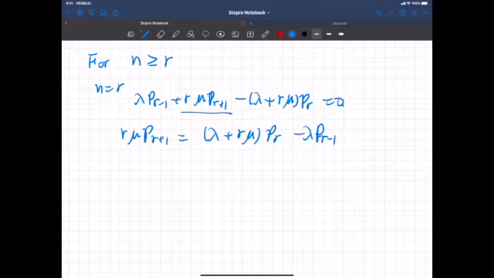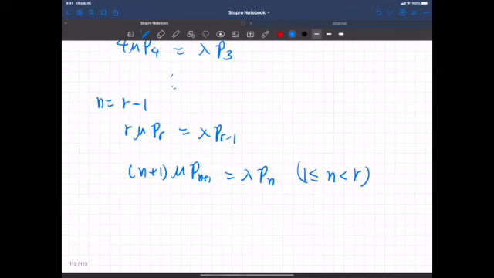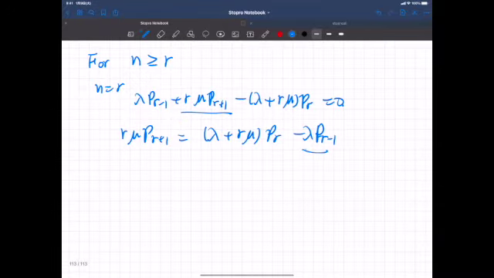Okay, and let's see. This one is, what? Lambda p_{r-1} is equal to r mu p_r. So this is minus r mu p_r, and that will cancel this part. So we have lambda p_r.